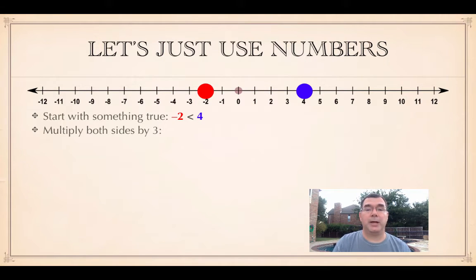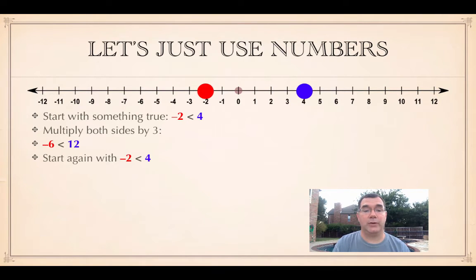Okay, so if I multiply both sides by 3, then the negative 2 becomes a negative 6, and the 4 becomes a 12, and as you can see, the negative 6 is still lower than 12. The red dot is still lower than the blue dot. So that's still true if I multiply both sides by 3.